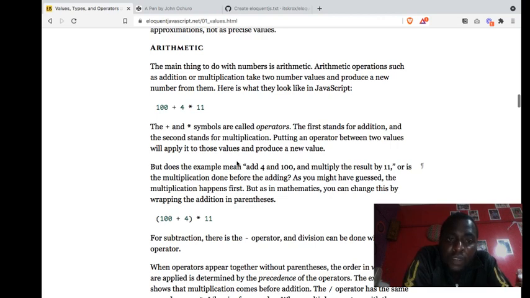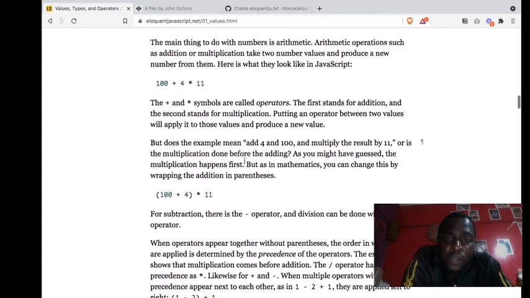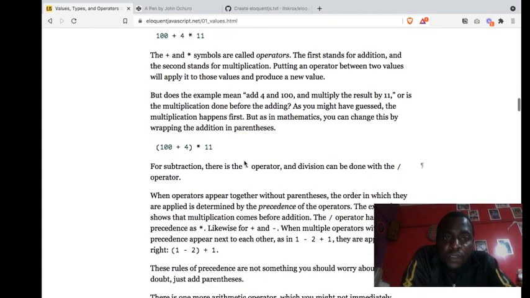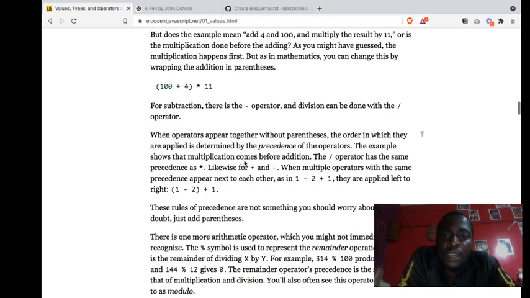Putting an operator between values will apply it to those values and produce a new value. But does the example add 100 and 4 and multiply the result by 11, or is the multiplication done before adding? As you might have guessed, the multiplication happens first. But as in mathematics, you can change this by wrapping the addition in parentheses. For subtraction, there's the minus operator. Division can be done with the forward slash operator.